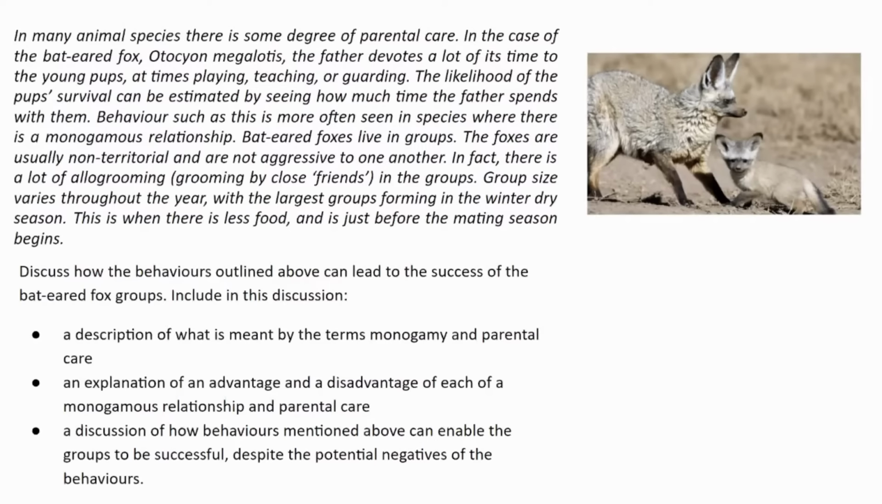So the monogamous relationship means that because there's two parents involved, okay, they both share the cost of raising the young. Okay, but that comes with a disadvantage as well, particularly over long-term pair bonding. So animals that might mate for life, for example, it reduces genetic diversity because you don't get the same kind of exchange of alleles between individuals within the group.